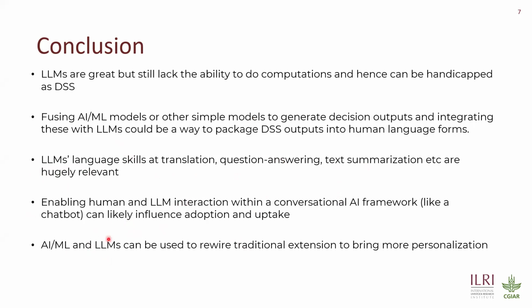Yeah, and last but not the least, I think my personal learning from this is, when you think of AI, ML or large language models, a lot of times the impact is not just about creating farmer-facing interactions directly. Sometimes it could also be about rewiring traditional extension systems to actually improve their efficiency and improve the quality of their content, right? So these are my quick learnings and conclusions.